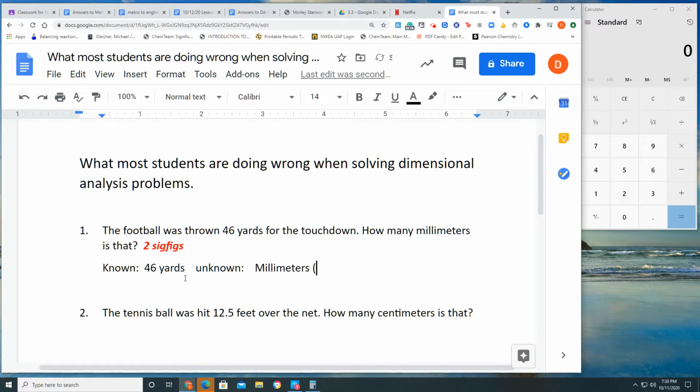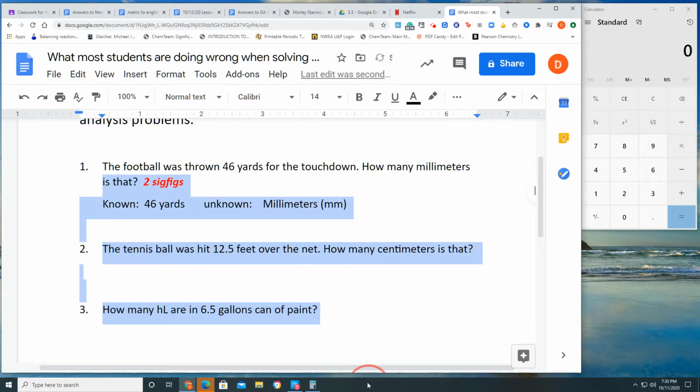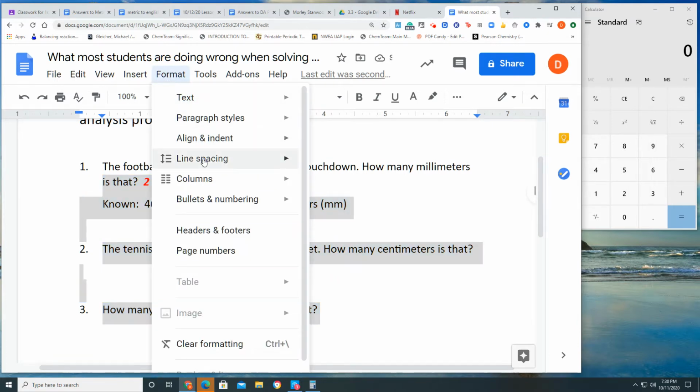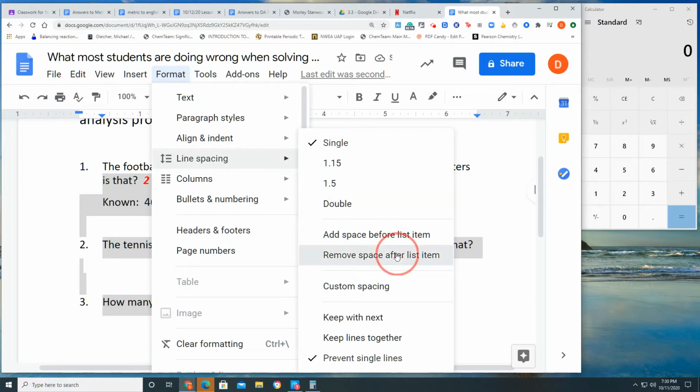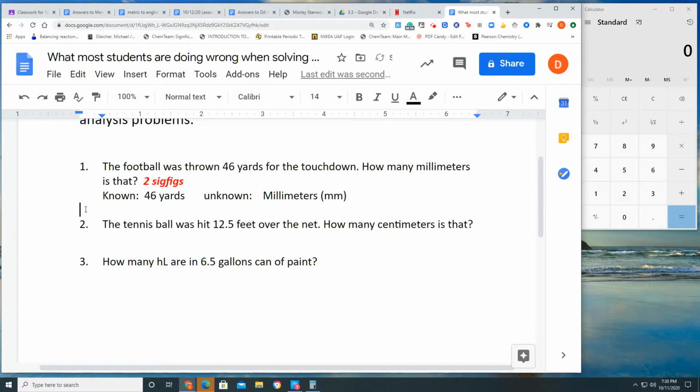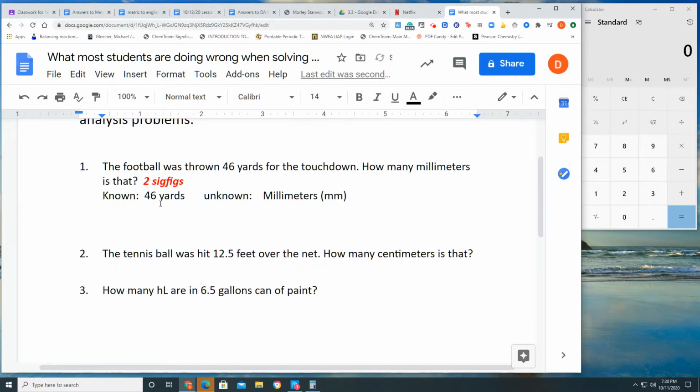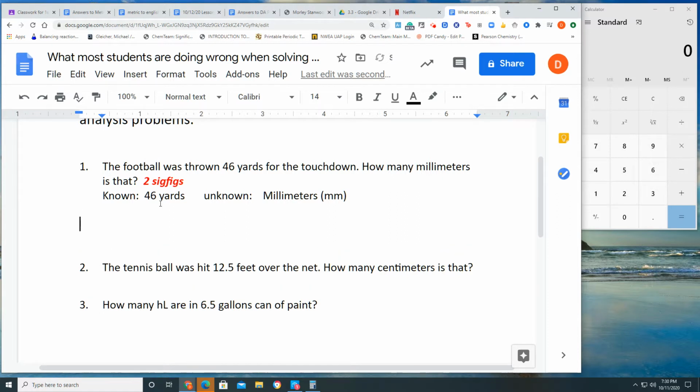Okay. Now, if you want, you can put down that right there. It doesn't really matter which way you do it. We're going to do our line spacing to make sure that we have everything right. Now we're just going to go ahead and put down what we start off with, what we know. So 46 yards, times in a line.